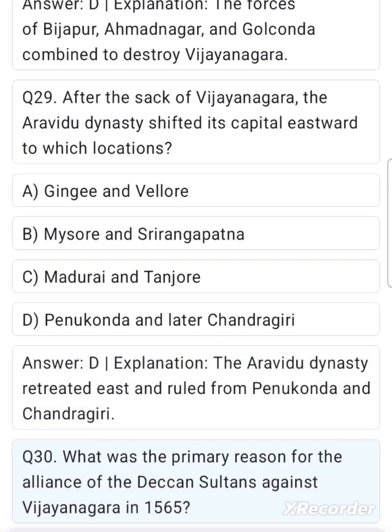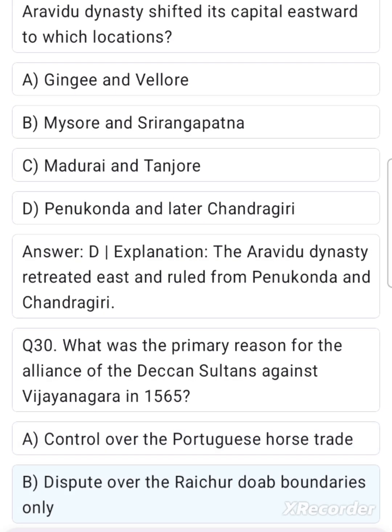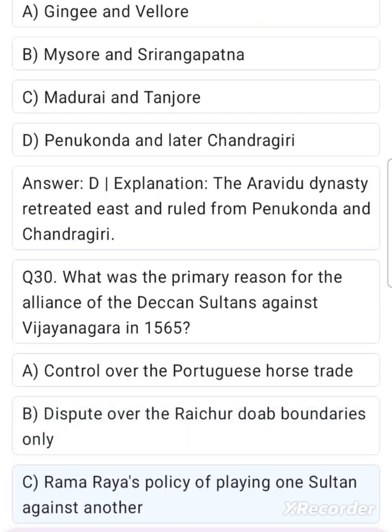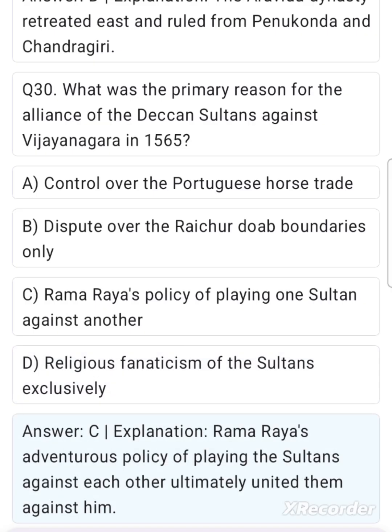Q30. What was the primary reason for the alliance of the Deccan Sultans against Vijayanagara in 1565? A. Control over the Portuguese horse trade. B. Dispute over the Raichur-Doab boundaries only. C. Rayas' policy of playing one sultan against another. D. Religious fanaticism of the sultans exclusively. Answer. C. Explanation. Rayas' adventurous policy of playing the sultans against each other ultimately united them against him.